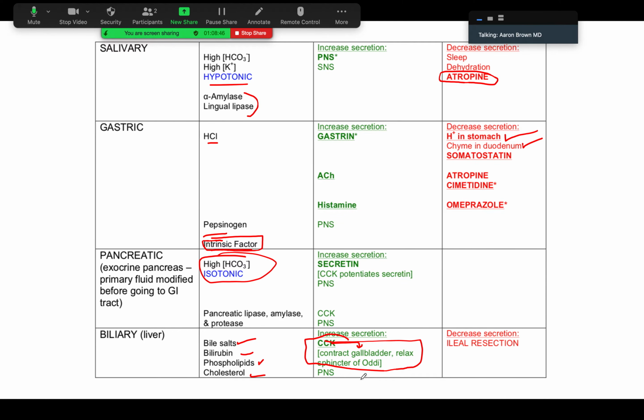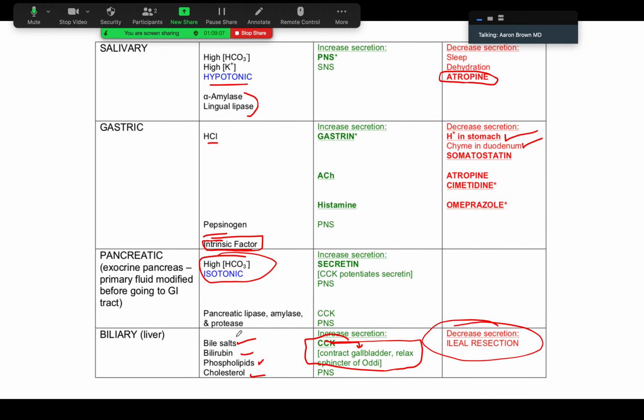This is a very important thing and something they love to ask about. What does CCK do? Contracts the gallbladder, okay? And so in terms of decreasing secretion, if you resect the ileum, this is sort of an interesting phenomenon. If you take out the ileum, this is going to decrease the secretion of bile acids.